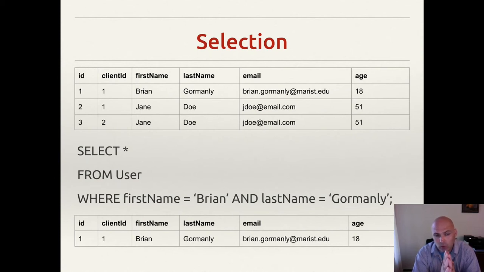Well, I have a one-to-many relationship, and Jane, unlike me, is affiliated with 2 different clients. So the way that this is set up right now, I have to have a row for Jane's information twice, one for each client.